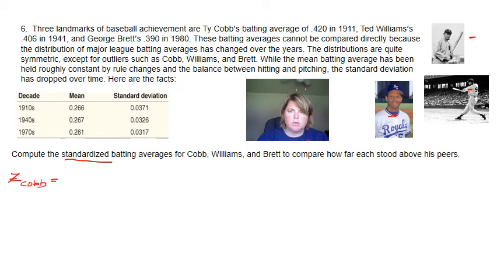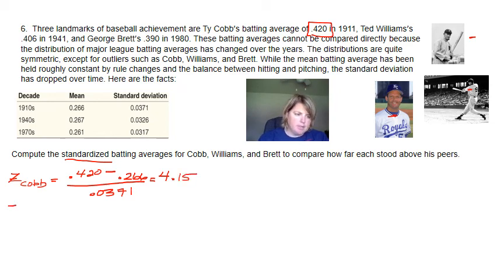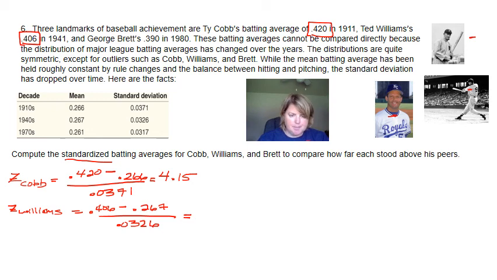So the formula is the score, which is usually in the data. So 0.420 minus the mean, which is 0.266, divided by Cobb's standard deviation, which is 0.0371. So we put that in our calculator, and we should get 4.15. Right? And then we do the same thing for Williams. So Williams' x is 0.406, right, his observation, minus his mean, divided by his standard deviation. So we put that in our calculator, 4.26 standard deviations above the mean.